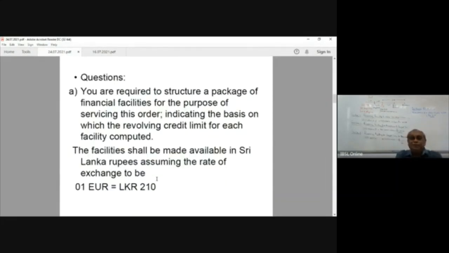Right. The question: you are required to structure a package of financial facilities for the purpose of servicing this order, indicating the basis on which the revolving credit limit for each facility is computed. The facilities shall be made available in Sri Lanka rupees, assuming the rate of exchange to be 1 euro equals LKR 210. Okay.